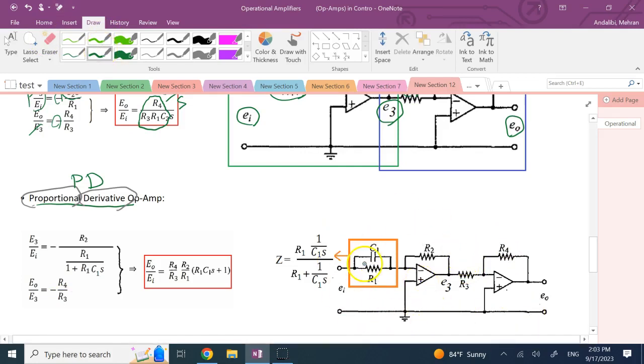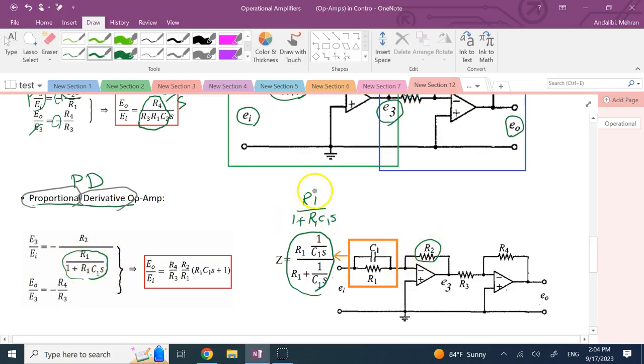So for the first circuit, as I showed you, E3 over EI is negative of this impedance, which is R2, over the impedance equivalent of the parallel C and parallel R. Now, since they are parallel, the equivalent impedance is going to be Z1, Z2 over Z1 plus Z2. And you know, if you simplify this, what will you get? Well, you get R1 over what? Over 1 plus R1 C1S. Correct? Which is what you can see over here.